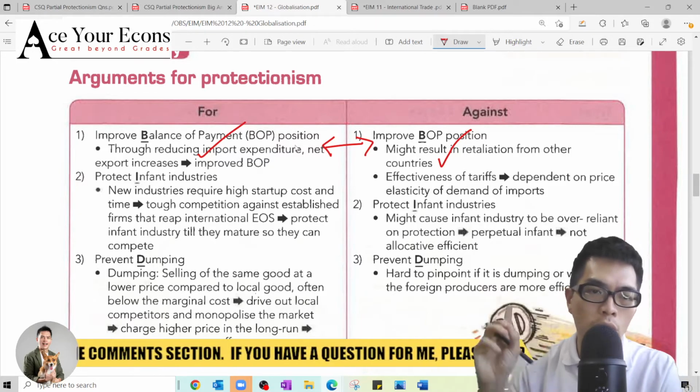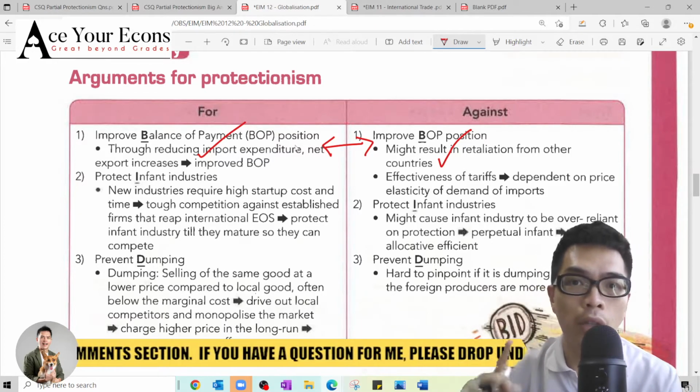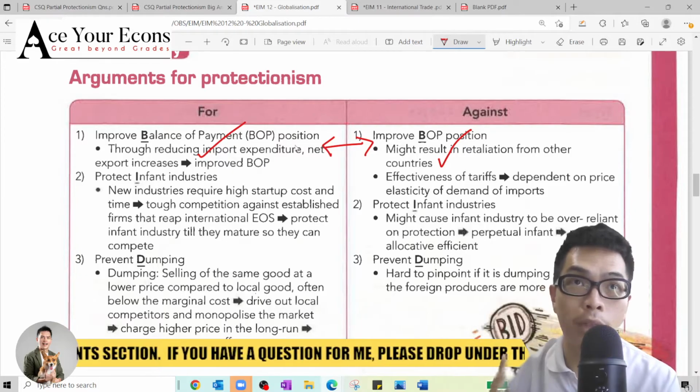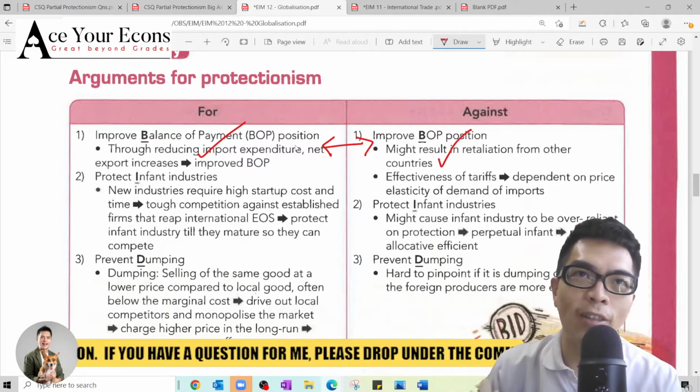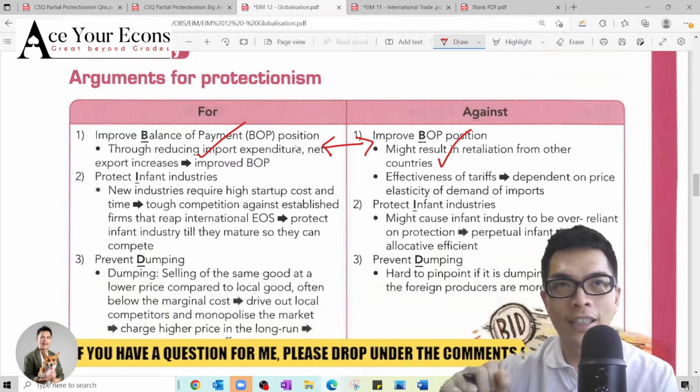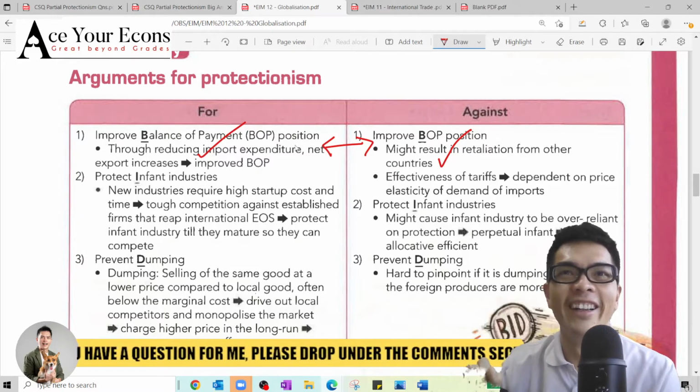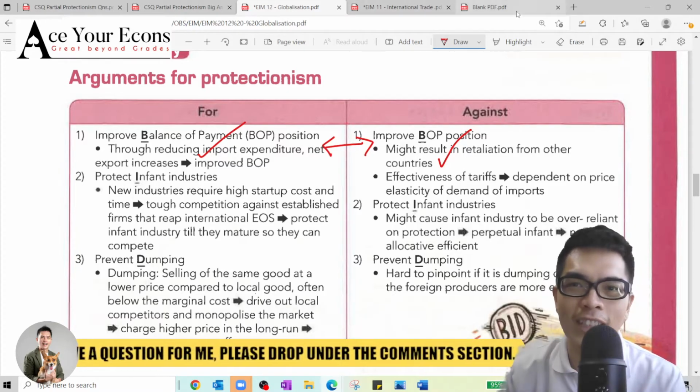If you want to use infant industries, you often have to pair it with the EOS diagram. If you don't have a concept of EOS, then you better not use it. If not, you're digging your own grave, right? So I'll just quickly run through what the EOS diagram looks like.